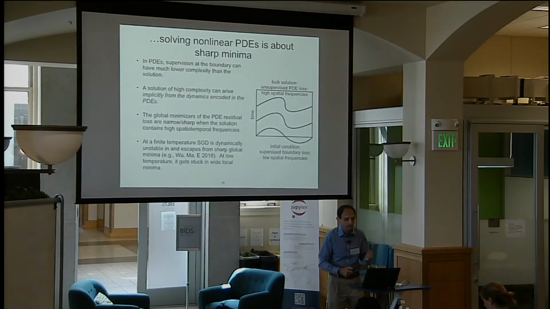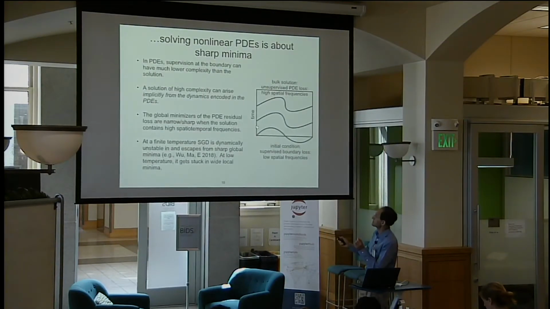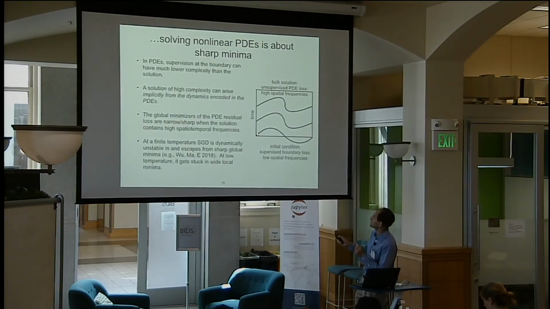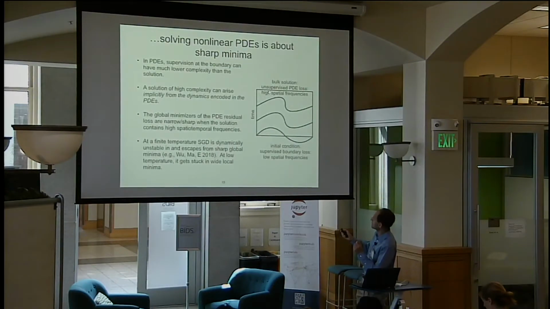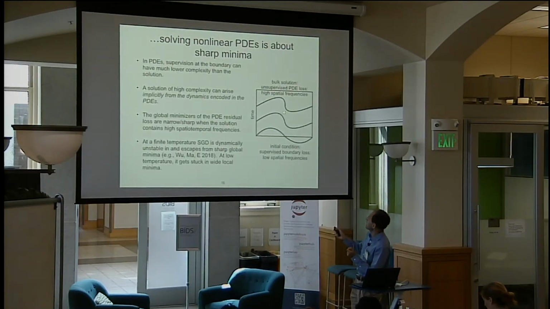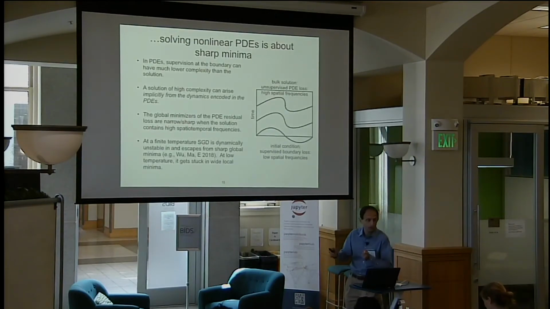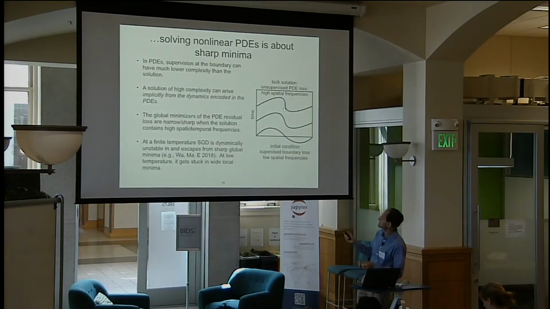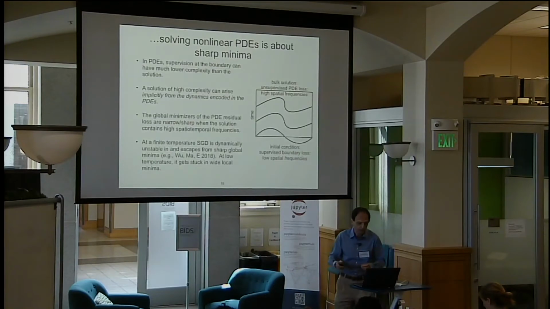Now, solving PDEs is actually about finding sharp minima. And so here, this is the Burgers equation we heard about. So let's say you start with a sine wave, and in time, this sine wave evolves nonlinearly to break. So the initial data have low complexity, low spatial frequencies, but with time, high spatial frequencies develop, and in fact, here they blow up. So the complexity of the solution is not explicit in the initial conditions. It is implicit in the equations.